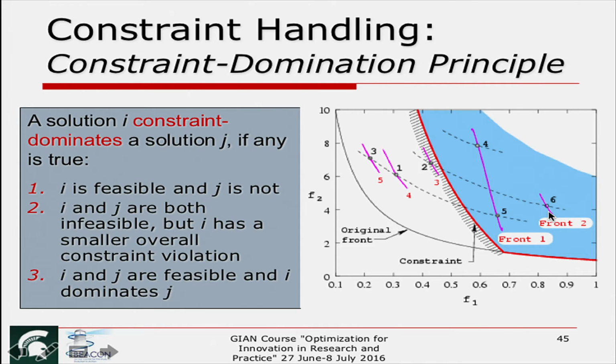6. Third level? Now we have all infeasible, and the way it's done, which one has smaller constraint violation? That means which one is closer to the boundary. So 2 is the next, and then 1, and then 3. So previously we had 3 fronts, now we have 5 fronts, and the hierarchy is 4, 5 in the first front, 6 in the second front, 2 is the third front, 1 is the fourth front, and 3 is the fifth front. Okay. Now you see how they are lining up.